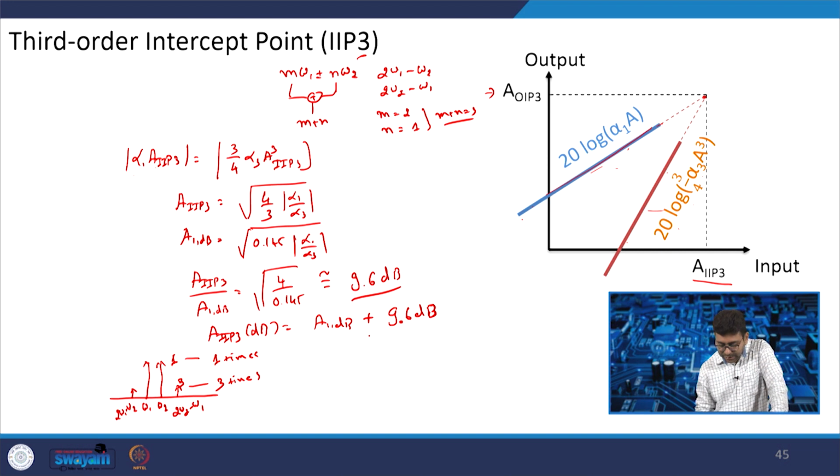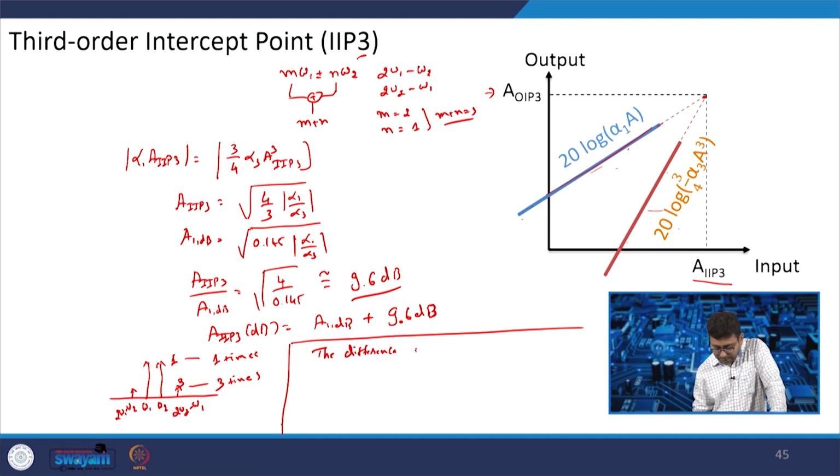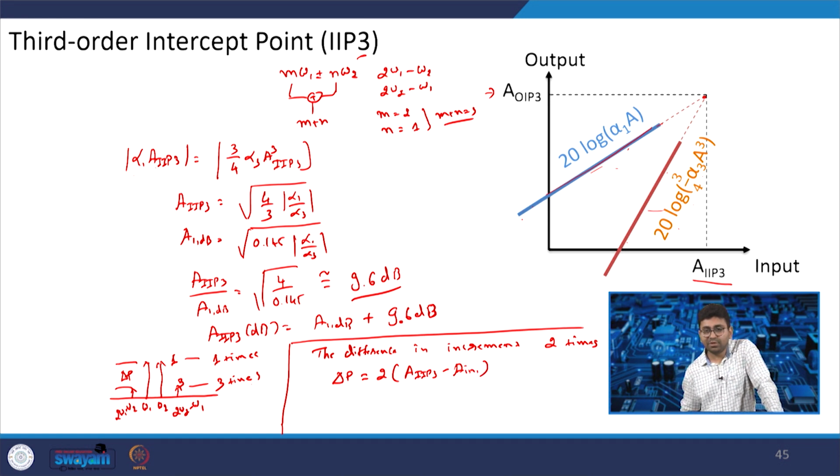So, what is the difference? I will write it down here. The difference in increment. If this is increasing 3 times and this is increasing 1 time, the difference in increment is 3 minus 1, that is 2 times. So, if I define the difference as delta p, then I can write it as 2 times AIIP3 minus A in 1. This is a very important equation.